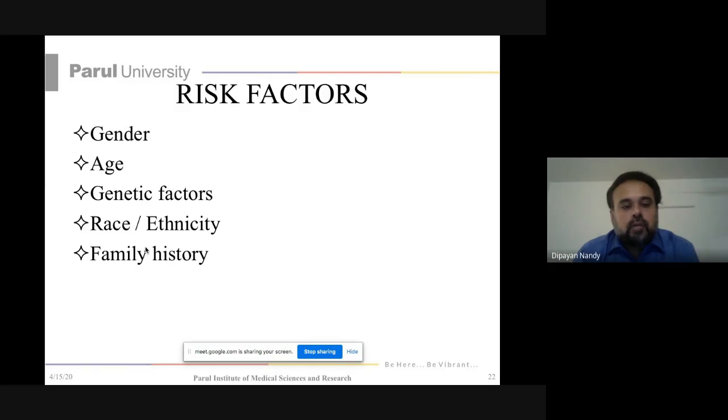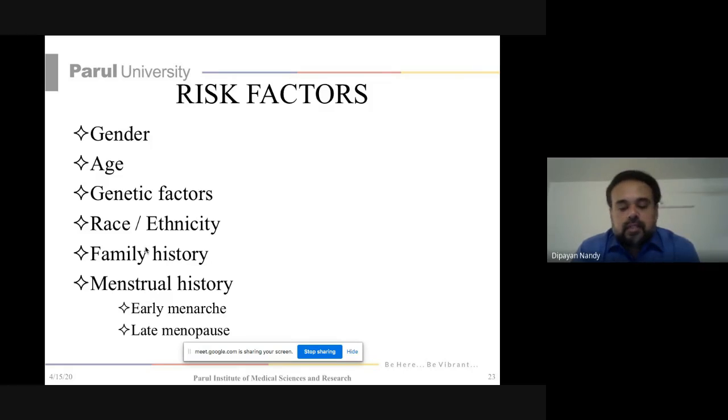Then the more the number of members in the family, the more the risk increases. So in those patients, what we recommend is to have a proper genetic counseling with the entire genetic family tree being made, and then the risk estimation, and accordingly the risk prophylaxis or the treatment can be started.